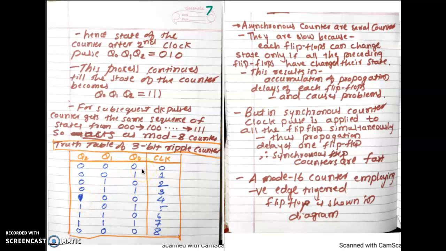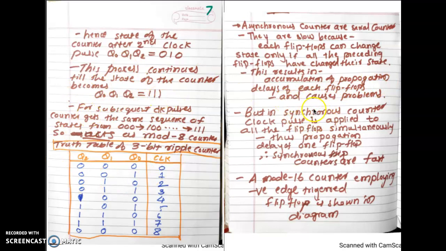This is going to continue, but the problem is that it is serial, because the output of the first flip-flop is connected to the input clock of the next one. So this serial counter is asynchronous in nature. Since they are in serial, they are slow. Each flip-flop can change state only if the preceding flip-flops have changed their state. This results in more propagation delay for each flip-flop and causes the problem. That's why this counter is slow.